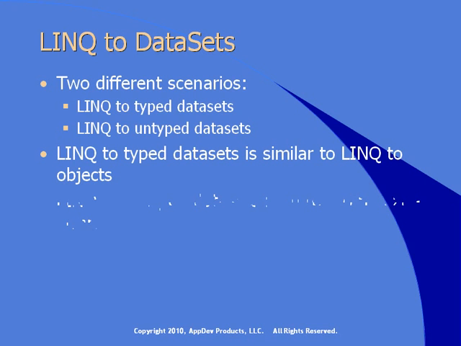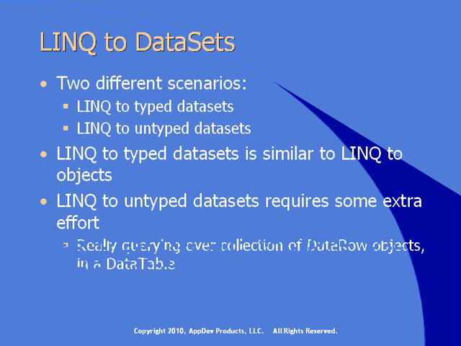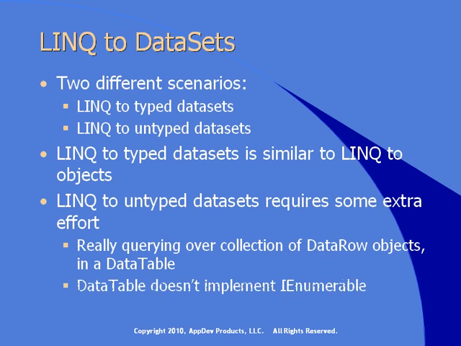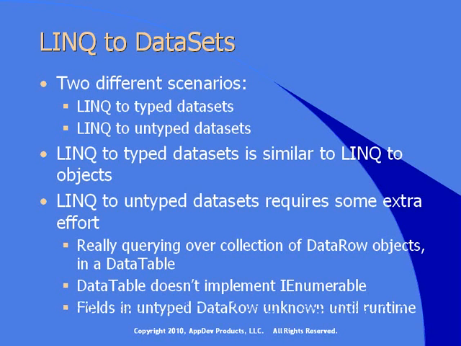There's no difference. LINQ to untyped datasets requires extra effort because you're really querying over a collection of data row objects in a data table. The problem is, data table doesn't implement IEnumerable, and you can't query unless the object you're querying implements IEnumerable, so this is a problem. Also, fields in an untyped data row aren't known until runtime. So that, too, is a problem because there's no way you can get IntelliSense on fields in an untyped data row, because there's no way at design time you can know what's in there.